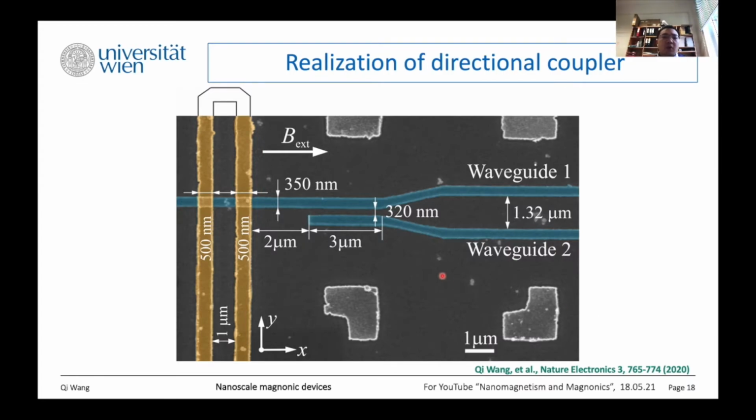Following this idea, we also fabricated this directional coupler. Here the blue one is yttrium iron garnet. It's a little bit larger than the simulation. It's 350 nanometers and the gap is 320 nanometers. We use a U-shaped antenna to excite spin waves here.